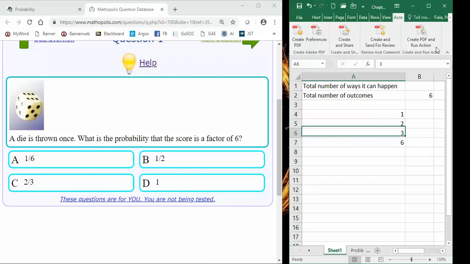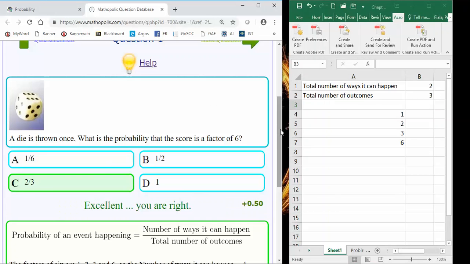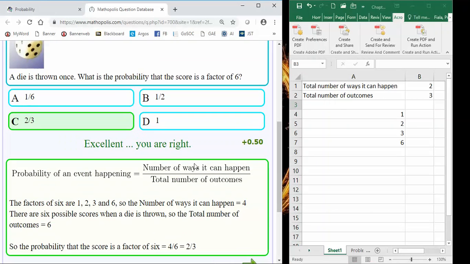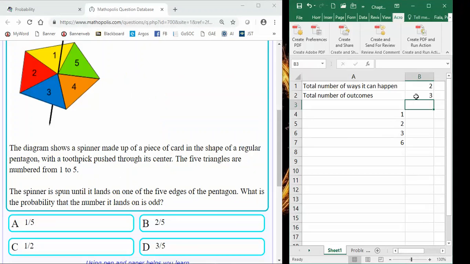Okay, so we have 4. So number of ways it can happen is 4. So my answer should be 4/6. And if we look in here, we don't have it. So if we divide both by 2, we're going to get 2/3 right here. Number of ways it can happen and total number of outcomes: factors of 6 are 1, 2, 3, and 6. So four ways it can happen. Total number of outcomes 6. So the probability is 4/6, which reduces to 2/3. Perfect. Let's try another one.